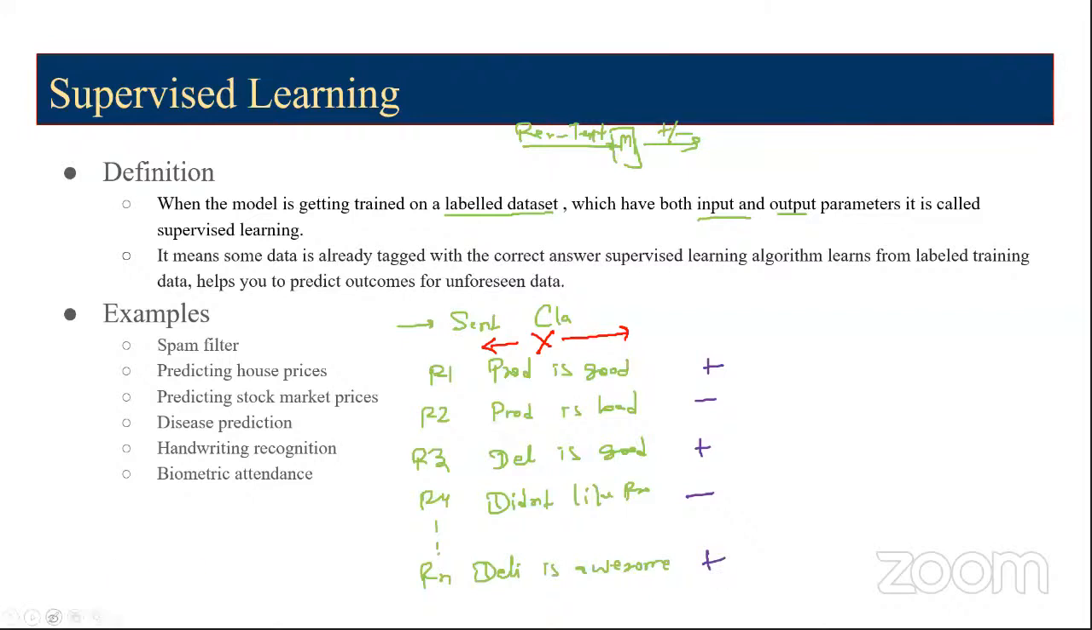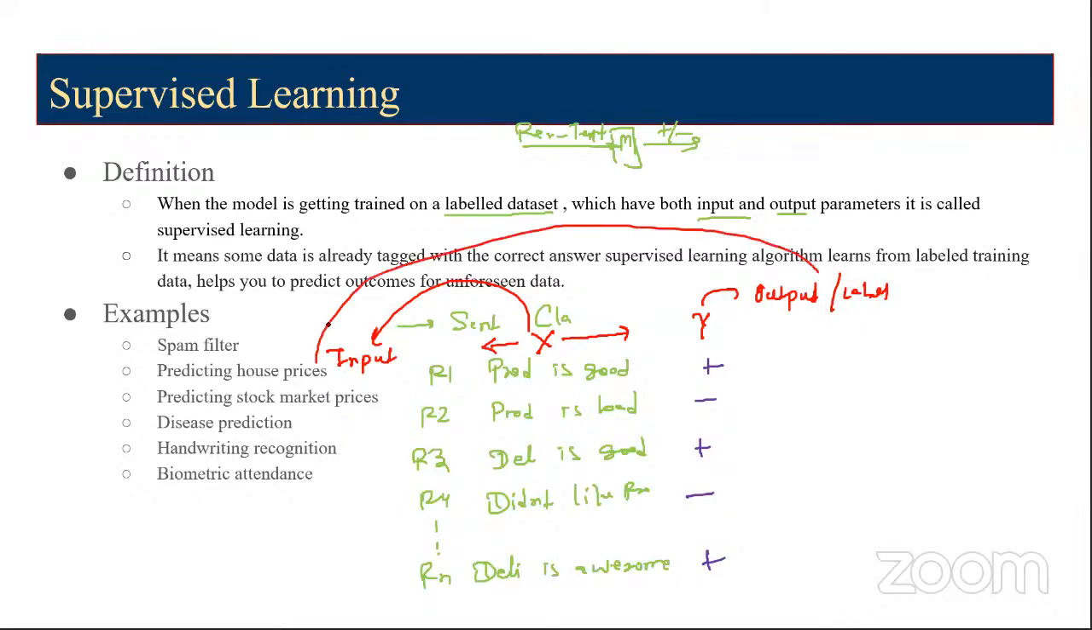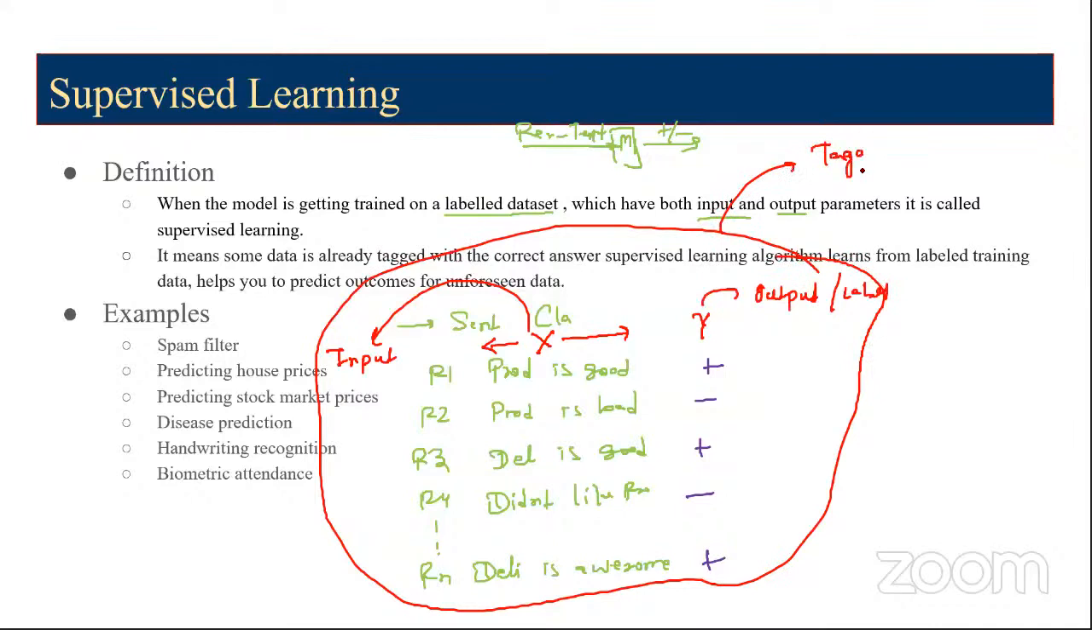And in machine learning, the output or label or tag is what we refer to using capital Y. So this X here is what? Input. And then Y is the output, or call it label. And this entire data set is what we call a tagged data set. Is this clear, guys? What is a tagged data set? Okay.